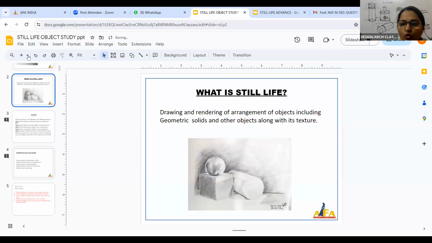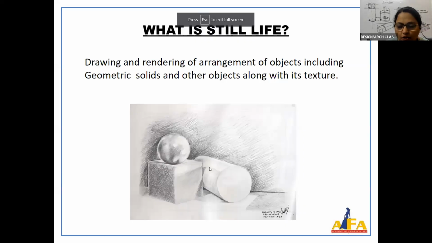So I'll quickly show you this presentation so that you understand what you have to do. See, this is what still life is. Still life is not just drawing. It is also adding texture through some relevant source of light to the object which you are drawing. But today we are not going to render. We are just trying to draw quickly and correctly.